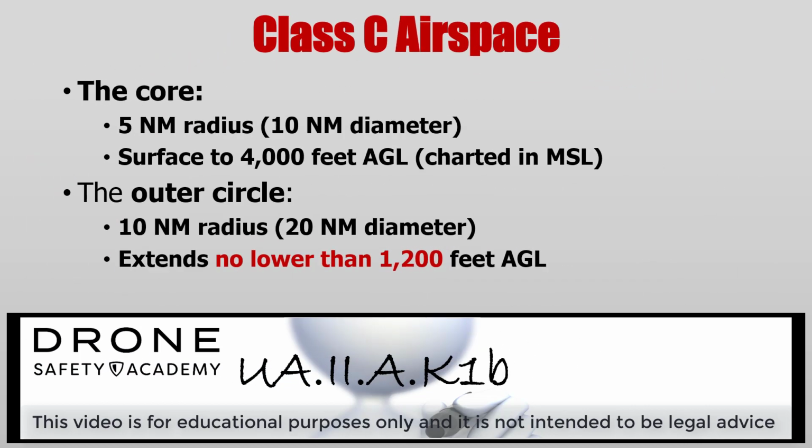The core of the Class C airspace has a radius of 5 nautical miles, and it goes from the surface up to 4,000 feet AGL. However, it's charted in MSL, so you take the airport elevation and add 4,000. The outer circle, shelf, or ring has a radius of 10 nautical miles and extends no lower than 1,200 feet AGL.